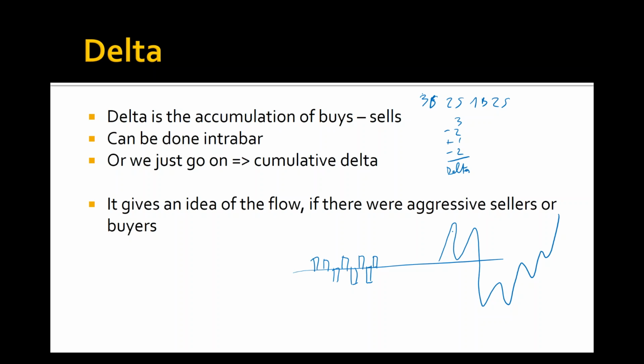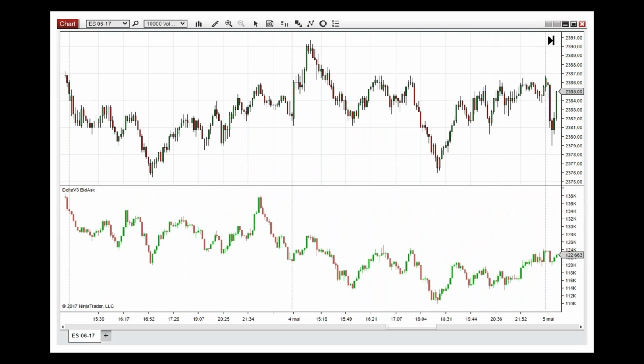With the cumulative delta, you accumulate the delta from all the bars that are happening, and you reset it when you want. So the cumulative delta and the delta give you an idea of the flow. They give you an idea of what the aggressive sellers or buyers are doing. You see where the aggressive buying and selling are. I'm going to show you the cumulative delta on the next slide.